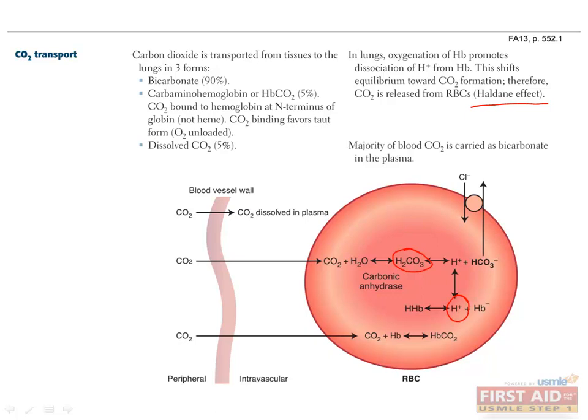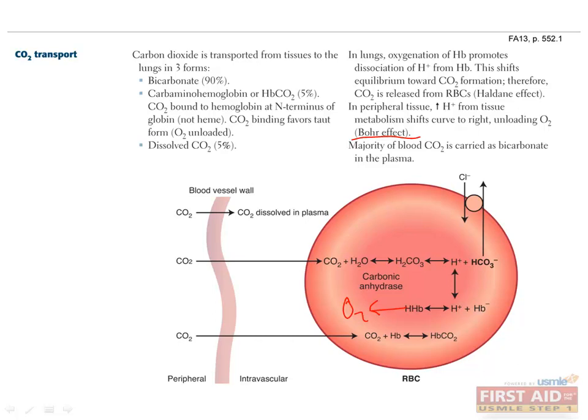So what's the bottom line? Well, this is the opposite of what happens in the peripheral tissue, and basically the greater presence of oxygen in the pulmonary circulation causes carbon dioxide to be released, where it can subsequently diffuse into the alveoli and be exhaled. As we alluded to earlier, the Bohr effect is when the increased hydrogen ion concentration in the peripheral tissue shifts the oxygen-hemoglobin dissociation curve to the right and favors the oxygen unloading to the tissues.